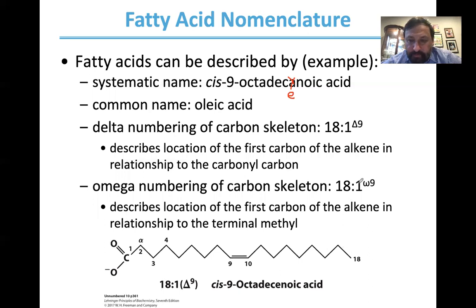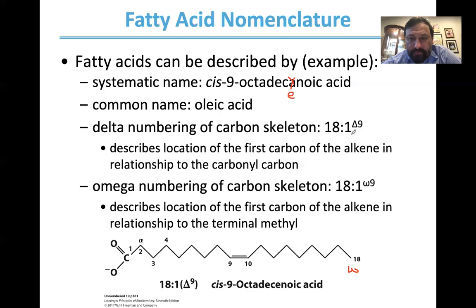So 18, then you indicate the number of double bonds. It's one. And then how many carbons it is away from the terminal end. So this will be the omega carbon, right? 1, 2, 3, 4, 5, 6, 7, 8, 9. So 9 carbons. So it will be an omega-9 fatty acid, right? It describes the location of the first carbon of the alkene in relationship to the terminal methyl. Numbering starts here.